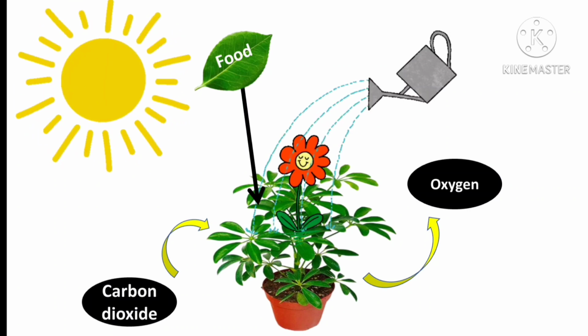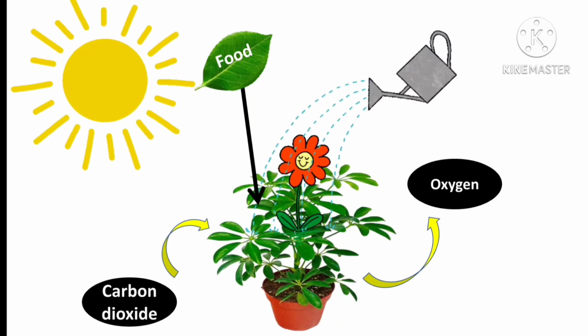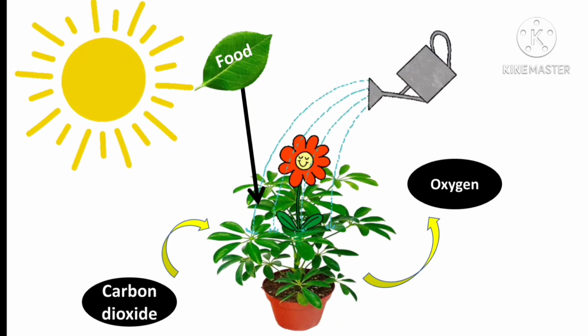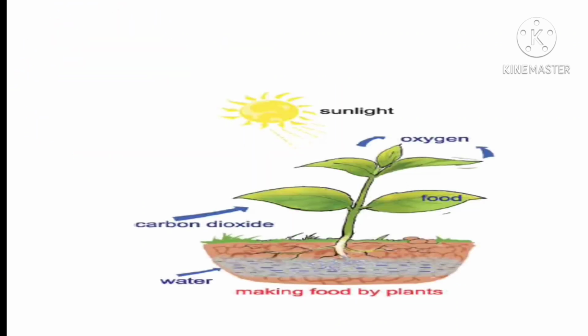And animals are dependent on plants or other animals for food. So in your book, there is a picture like that. Whenever you get a question in the exam, you have to draw the picture to get good marks. To explain the process, you have to draw how the plants make their own food using sunlight, carbon dioxide and water from the soil.